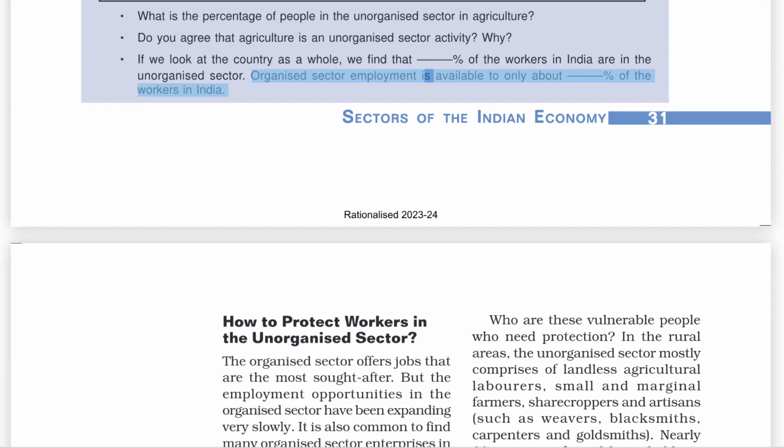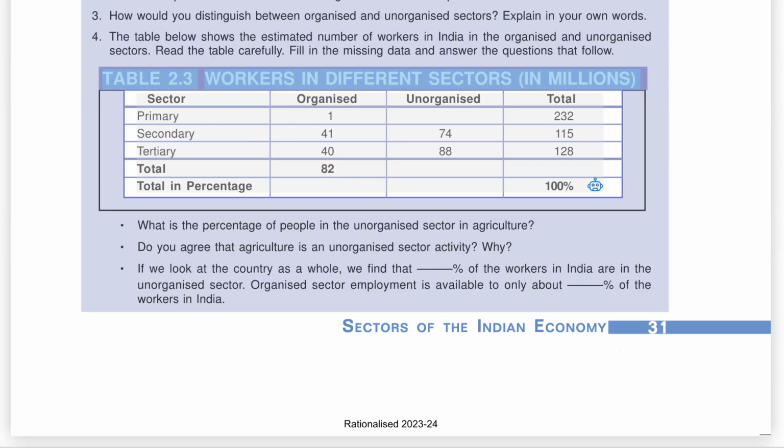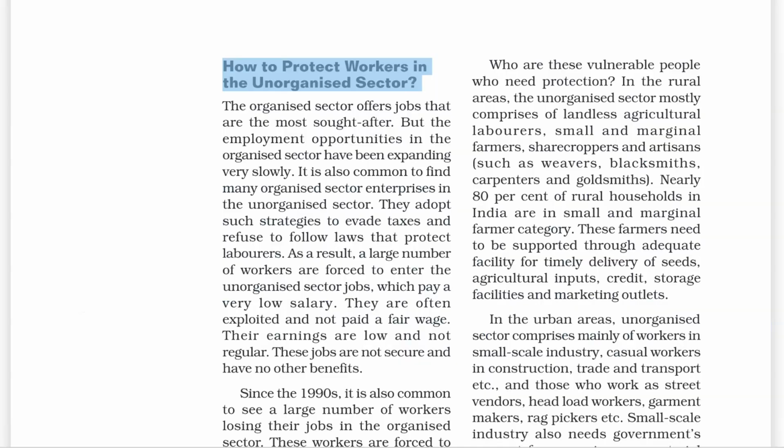Organized sector employment is available to only about 10% of the workers in India. Table 2.3: Workers in different sectors, in millions. How to protect workers in the unorganized sector.